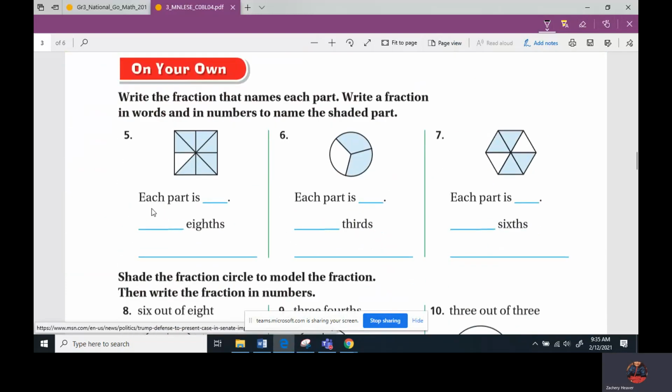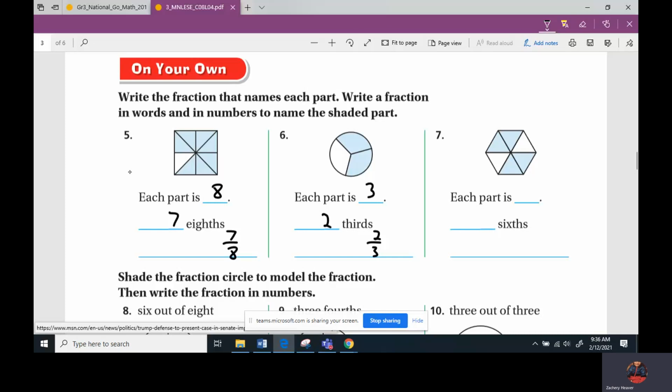This one on our own. It says, write the name of the fraction. So each part is 1, 2, 3, 4, 5. 1, 2, 3, 4. Each part is 8. We know that 1, 2, 3, 4, 5, 7/8 is shaded, or 7 over 8. Each part is 3. We know 2/3 is shaded, so it's going to be 2 over 3.